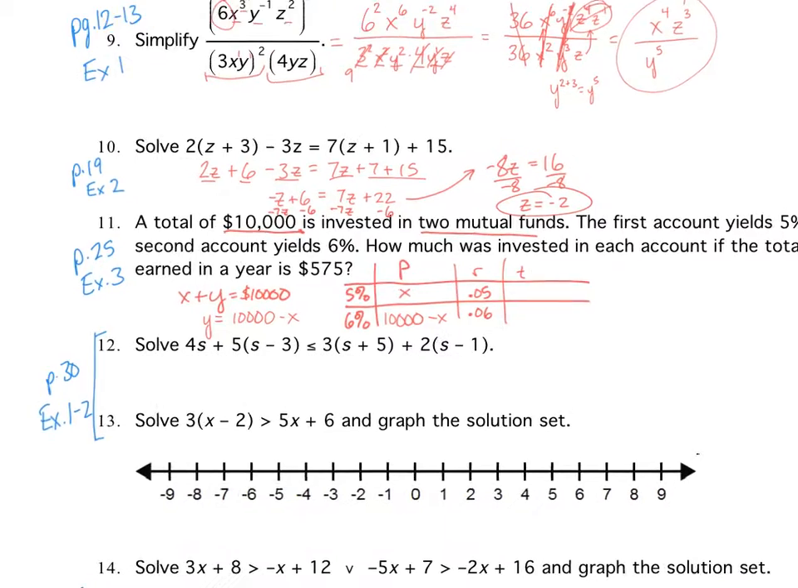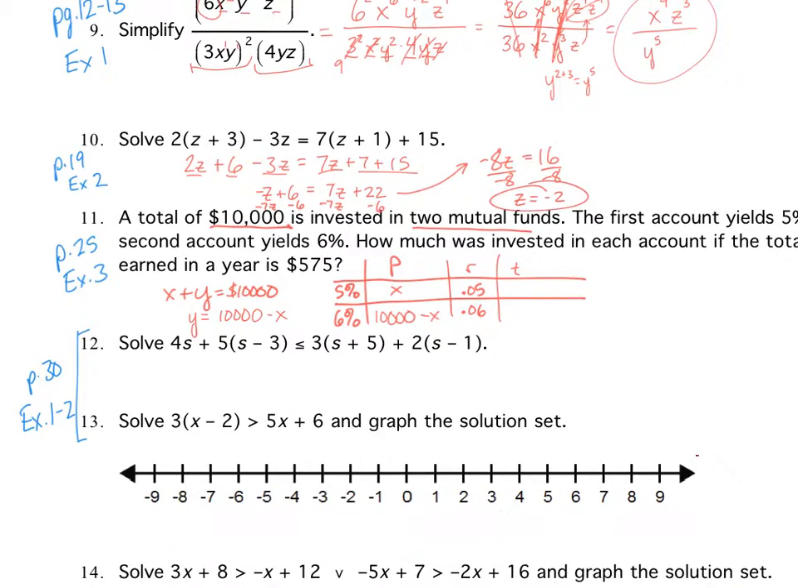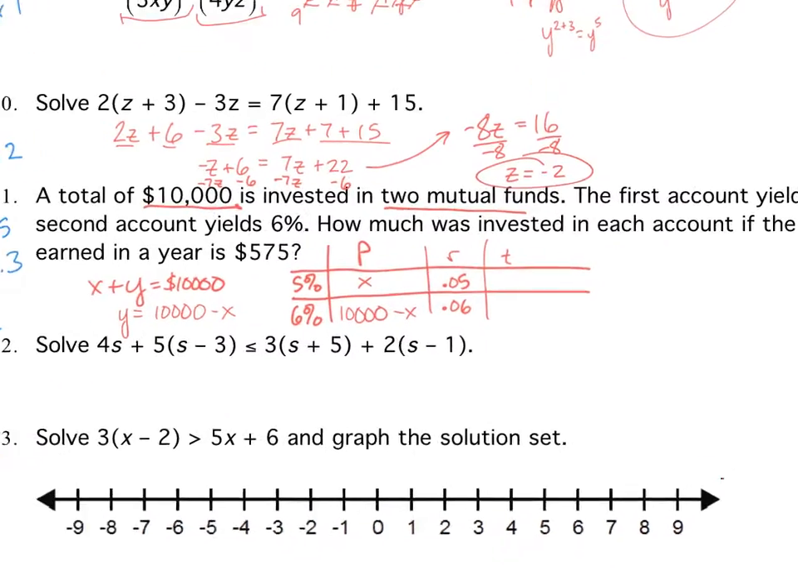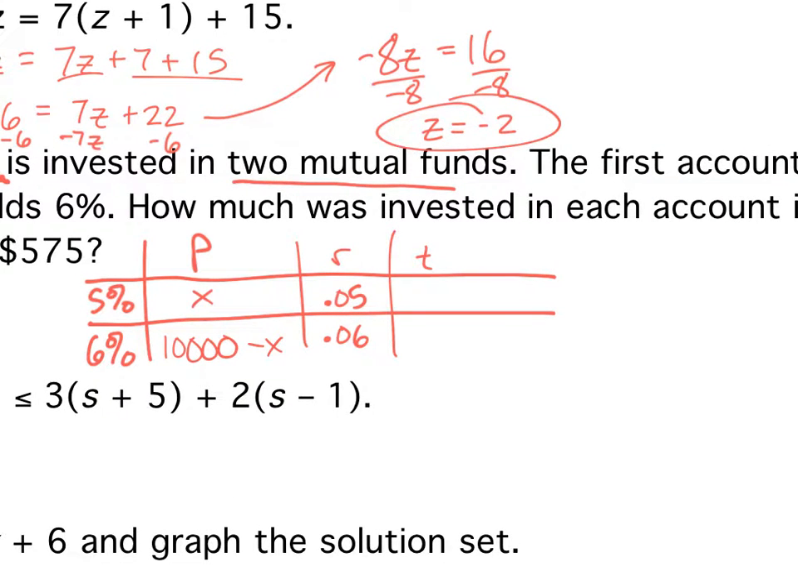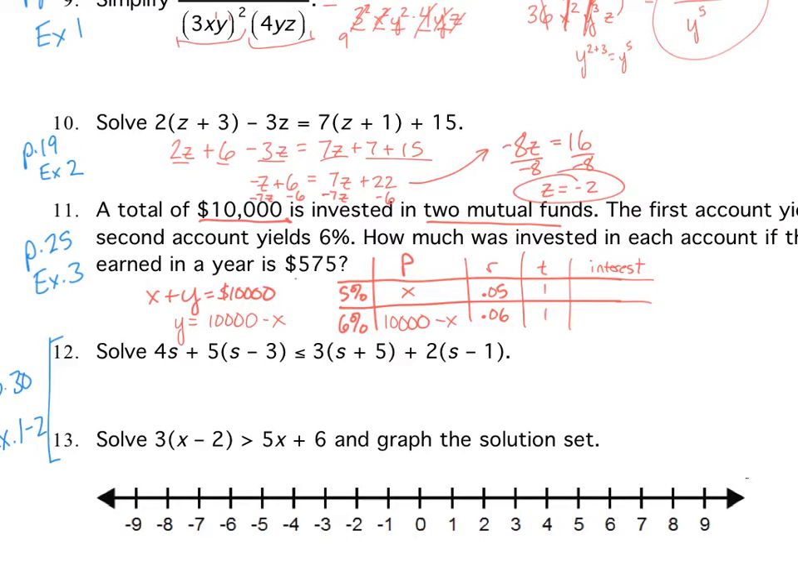All the problems that you're having in this class, at least so far, is amount earned in 1 year. So our time has always been 1 year. And then the last column is representing the interest that's earned. And they talk about how much interest is earned in the problem. That's not what's going to go in our table, though.